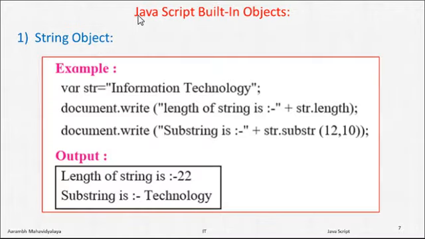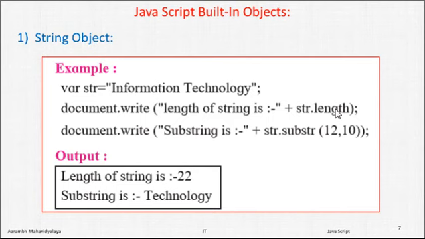Then string object example. Here var is a variable declaration, str is our variable, and our string is "information technology". This data is provided in double quotes. Then to complete the variable declaration we provide the semicolon. Then we write document.write, "length of string is", this data will be displayed as it is, plus str.length. That means it will display the length of this string. Here plus is used to display the value of this variable.